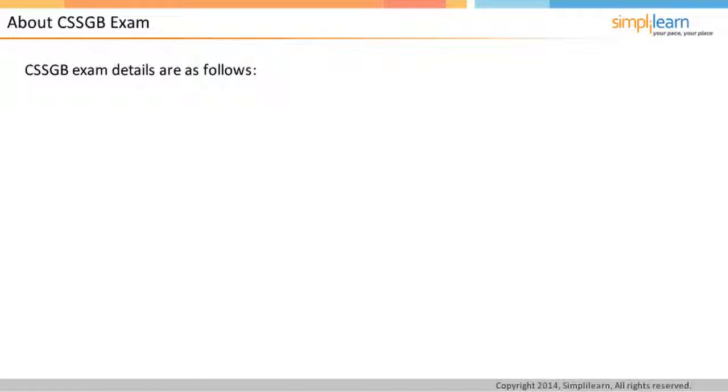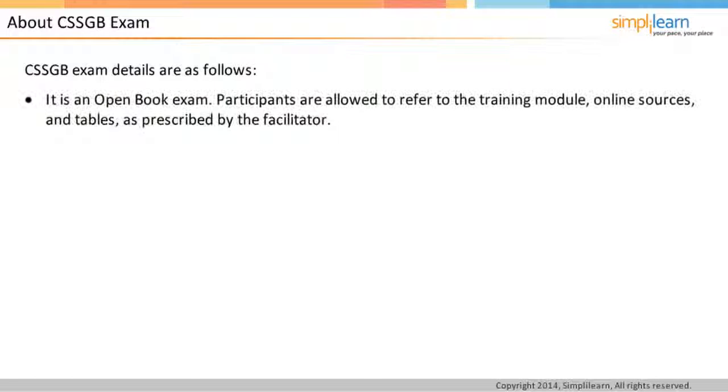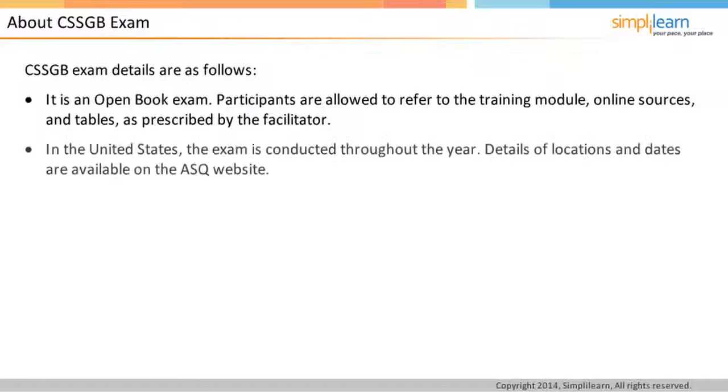CSSGB exam details are as follows. It is an open book exam. Participants are allowed to refer to the training module, online sources, and tables as prescribed by the facilitator. In the United States, the exam is conducted throughout the year. Details of locations and dates are available on the ASQ website.